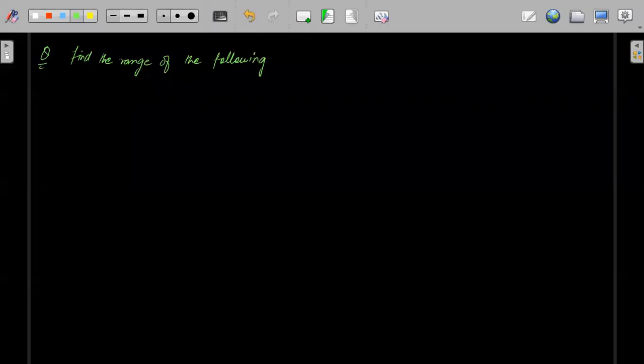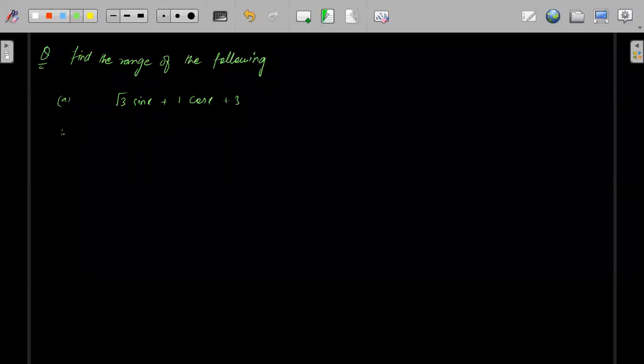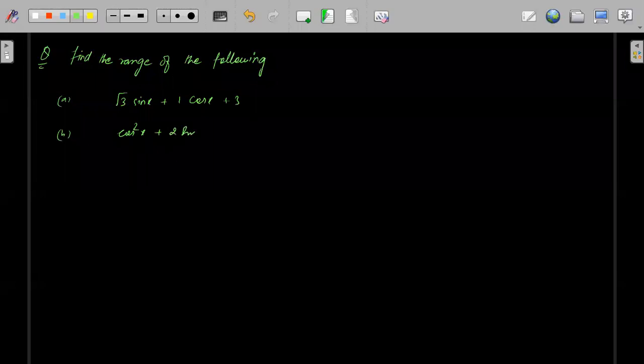So first is given as root 3 sin x plus 1 cos x plus 3, and B is cos square x plus 2 sin square x plus cos x plus 3. C is, okay, find for these two first.